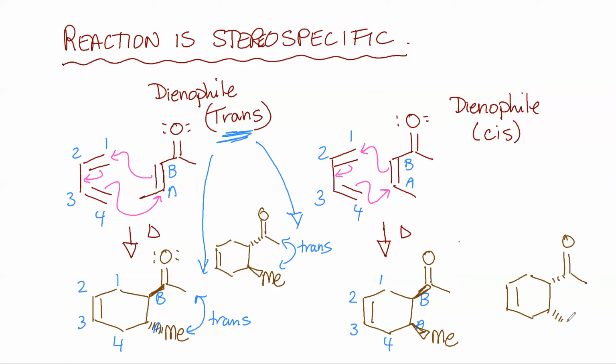this would also be down. But the key point is that it starts cis in both of these products. The two substituents are cis. So that's what we mean by stereospecific. So the geometry, the stereochemistry of the starting dienophile remains consistent after the reaction's done. So if it starts trans, it ends trans. If it starts cis, it ends cis.